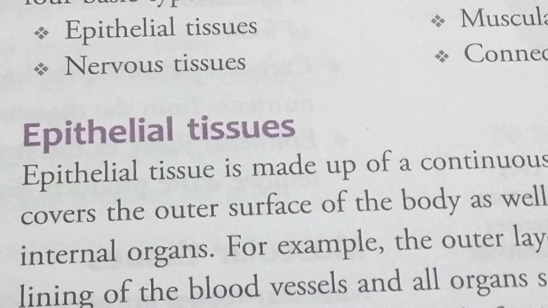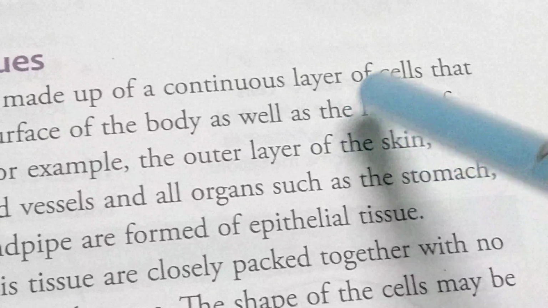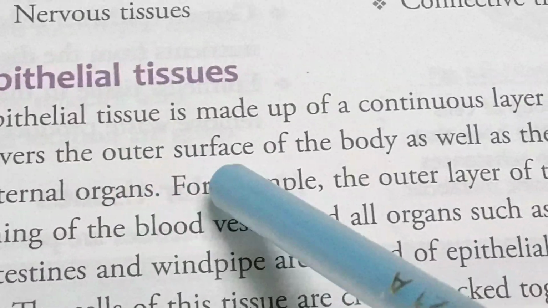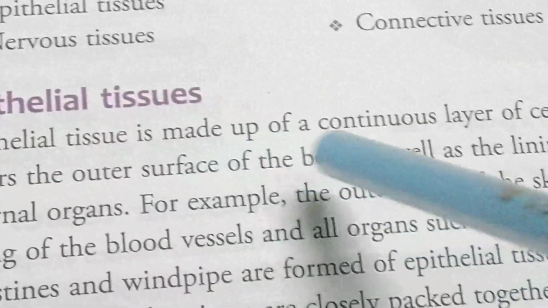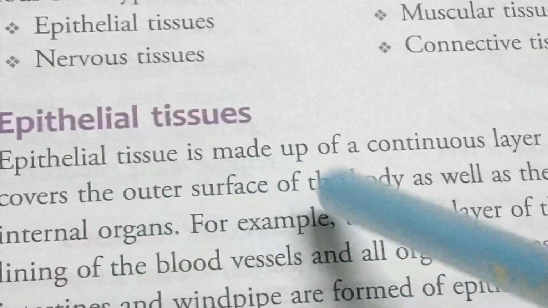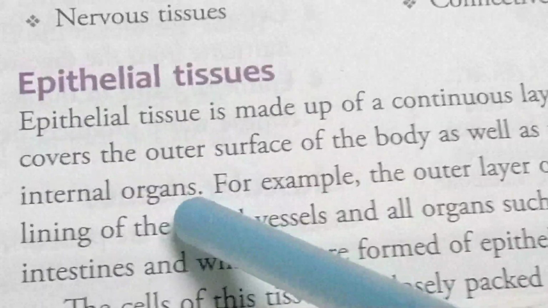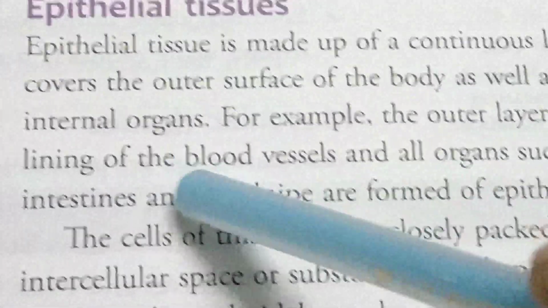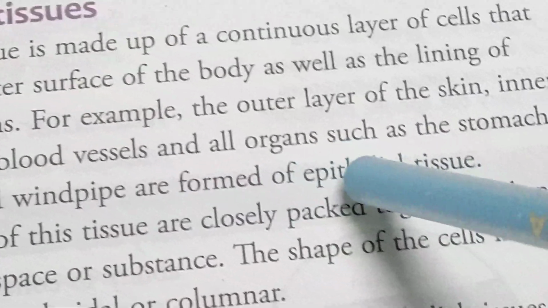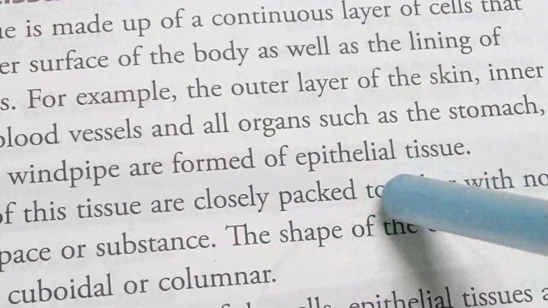First, epithelial tissue. Epithelial tissue is made up of a continuous layer of cells that covers the outer surface of the body as well as the lining of internal organs. So basically, epithelial tissue is found in the outer body surface as well as the lining of the internal organs. For example, the outer layer of the skin, inner lining of the blood vessels, and organs such as the stomach, intestine, and windpipe are forms of epithelial tissue.